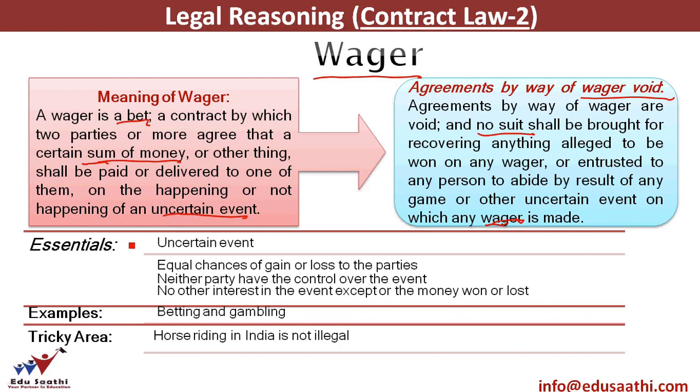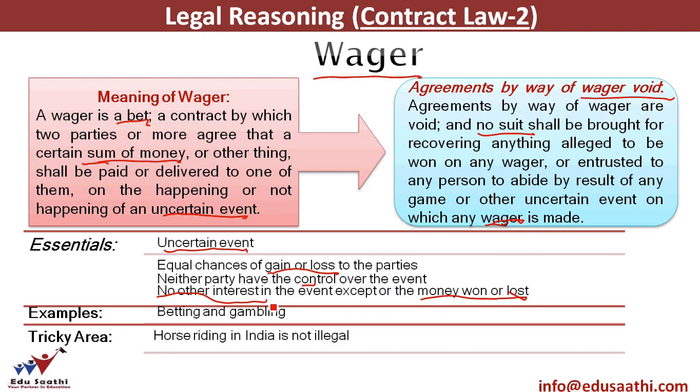Thus the essentials of a wager are: it's based on an uncertain event like a contingent contract. There are equal chances of gain or loss. So it's based on mere gain or loss. One of the parties would gain and the other would lose the money. Neither party has control over the event. It's an uncertain event, so they would not have any control over it. No other interest is in the event except the money won or lost. So there is no other interest involved other than the money won or lost.